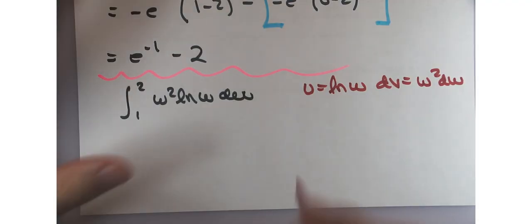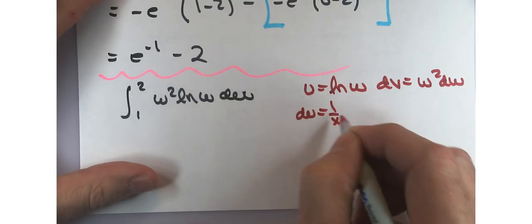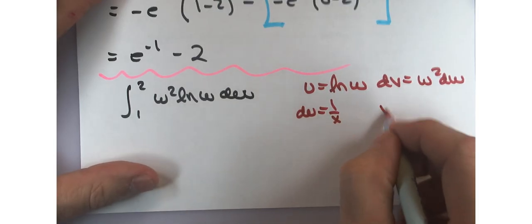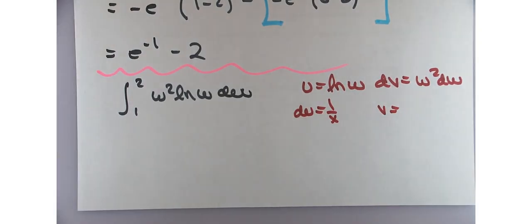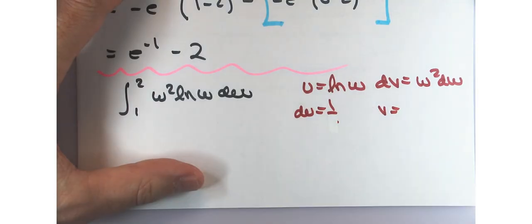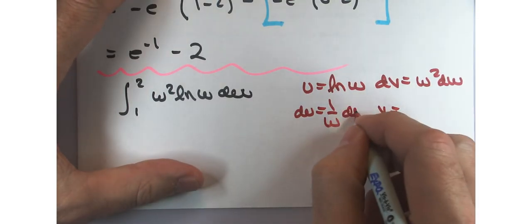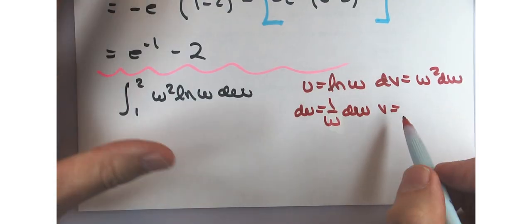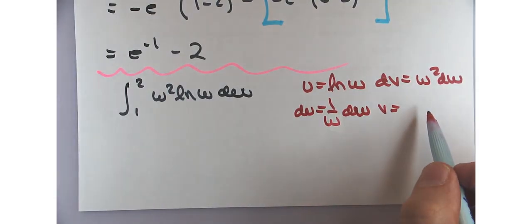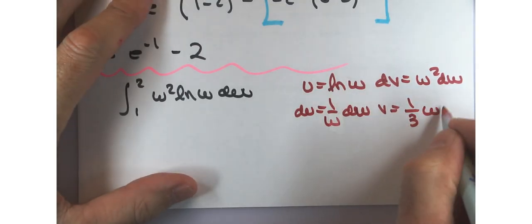Du is going to be 1 over x. What's v going to be? What do you get? Or not 1 over x. How about 1 over w? Sorry, 1 over w. And there's actually a dw that you're going to get when you differentiate this as well. Well, what about v? 1/3 w cubed. Nice.